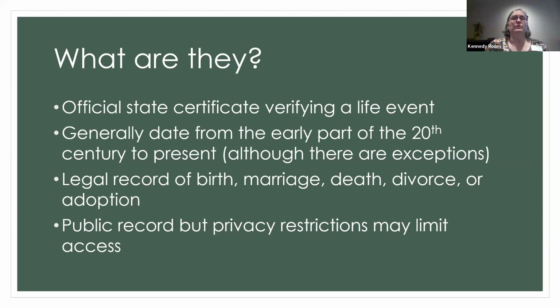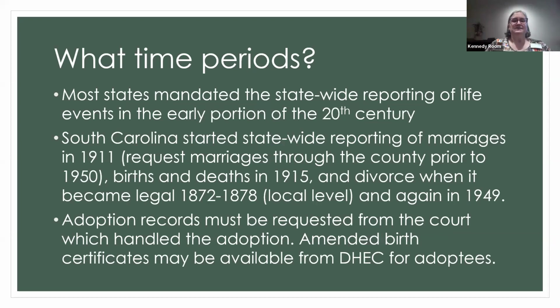They are the legal record of birth, marriage, death, divorce, or adoption. And they are a public record, but privacy restrictions may limit access. Time periods. So most states mandated statewide reporting of life events in the early portion of the 20th century. So sometime typically between about 1910 and about 1920, but I've seen some a little bit earlier, some a little bit later. But most of the states I've looked at, it's somewhere in that 1910s. As I said, some places have it completely earlier. Sometimes it's localities have it earlier, and statewide happens in the early 20th century.